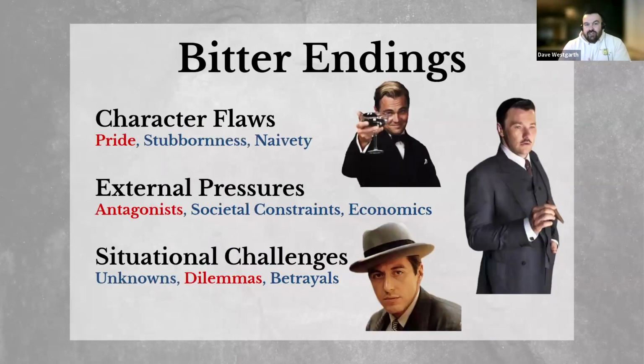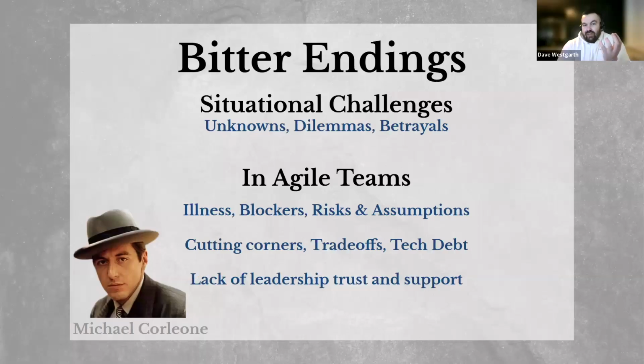The final category I want to touch on in bitter endings is situational challenges. Michael Corleone is a great example of dilemmas, wanting to do the right thing but getting dragged in service of saving his family. Three broad categories here. We can think about unknowns, dilemmas, and betrayals. Those are great devices for cinematic experiences, and I relate those to agile teams in a few different ways.